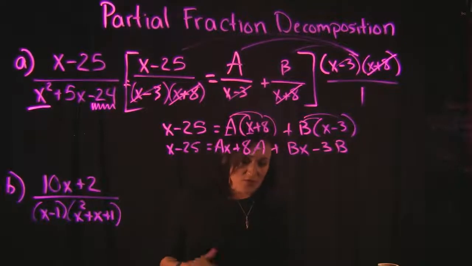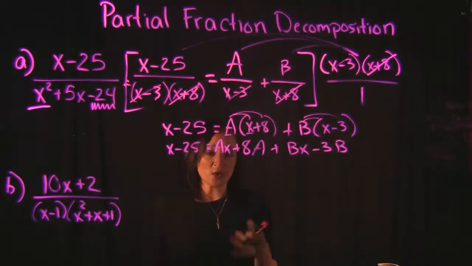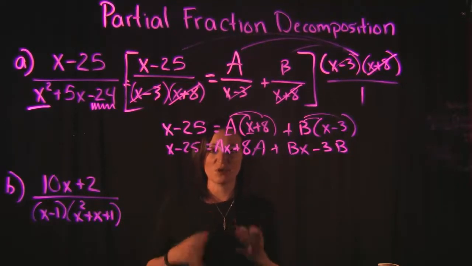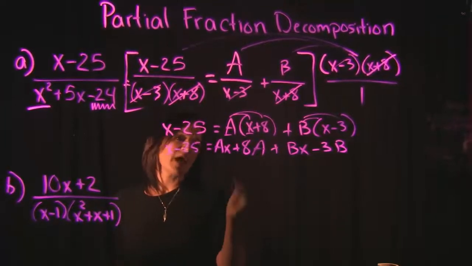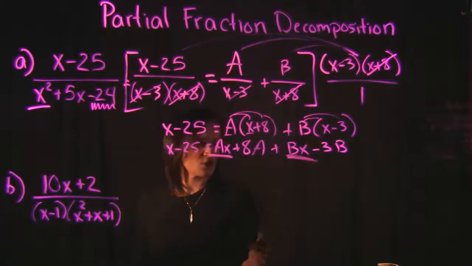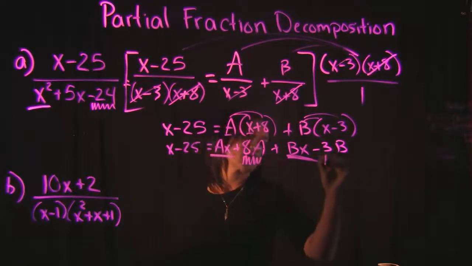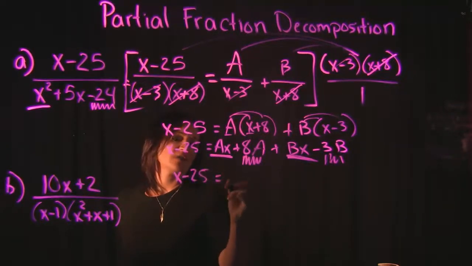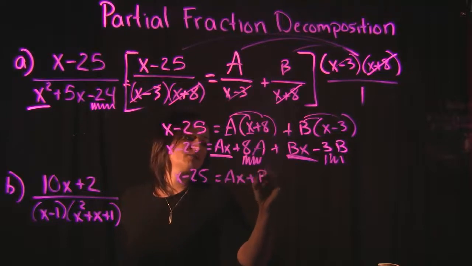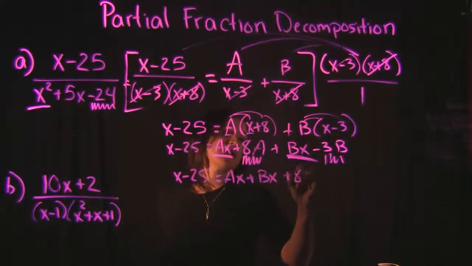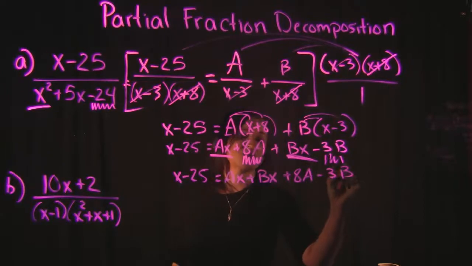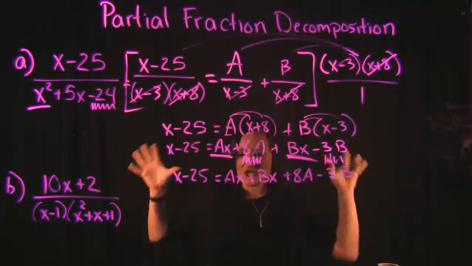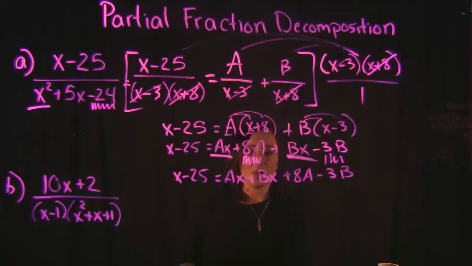Our next step is we want to rearrange the right-hand side of our equation and group it to where we have similar terms together. What I mean by that is I'm going to group together my x terms, and then group together my constant terms. So we have x minus 25 is equal to ax plus bx, and then we have the 8a minus the 3b.